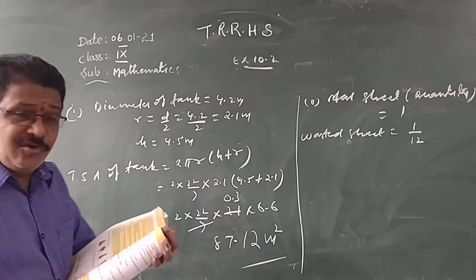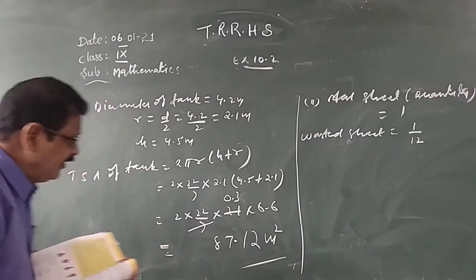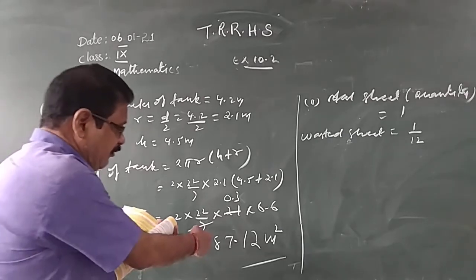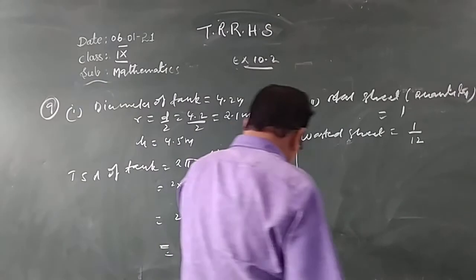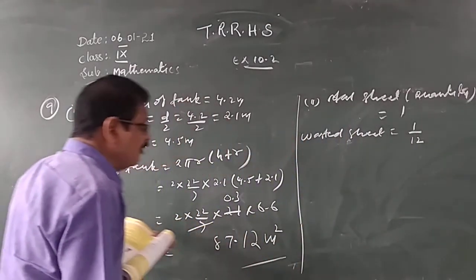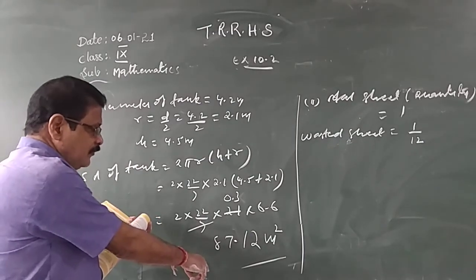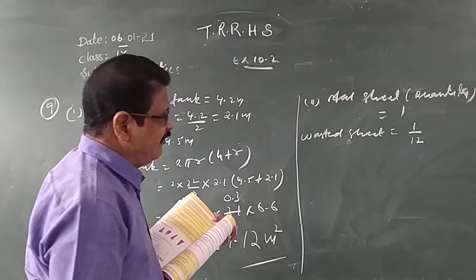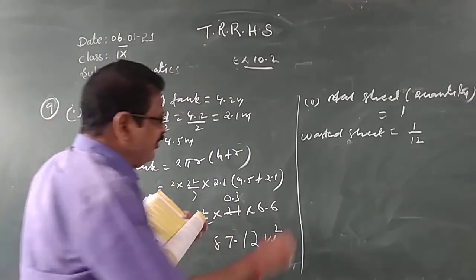How much sheet was used here? So in this, 1/12 of 87.1 was wasted. Total sheet is 1. Wasted sheet is 1/12.